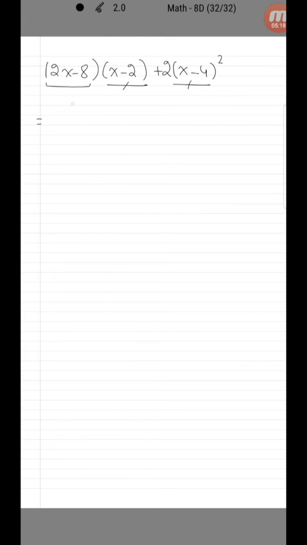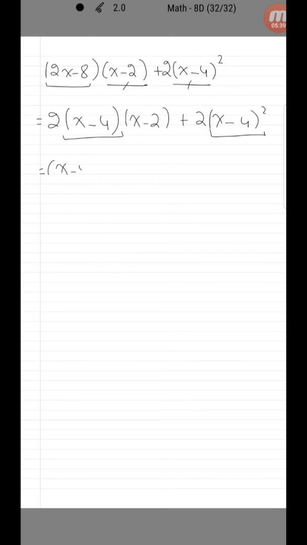I take 2 here as a common factor between 2x and minus 8. 2x divided by 2 is x, minus 8 divided by 2 is 4, so 2(x − 4)(x − 2) + (2x − 4)². Now x minus 4 is a common factor. I take it and I divide each term by the common factor, so I'm left with 2(x − 2) + (2x − 4), squared divided by x minus 4 is x minus 4.